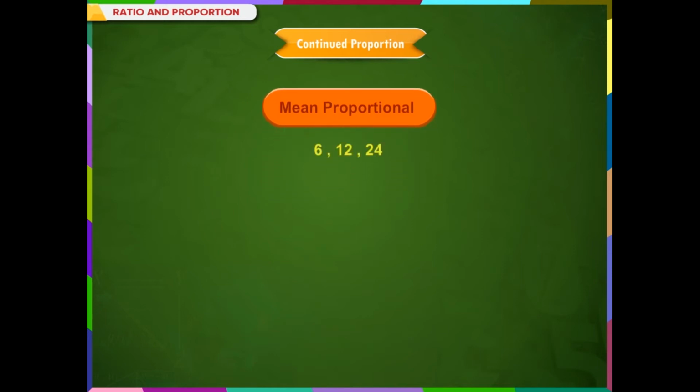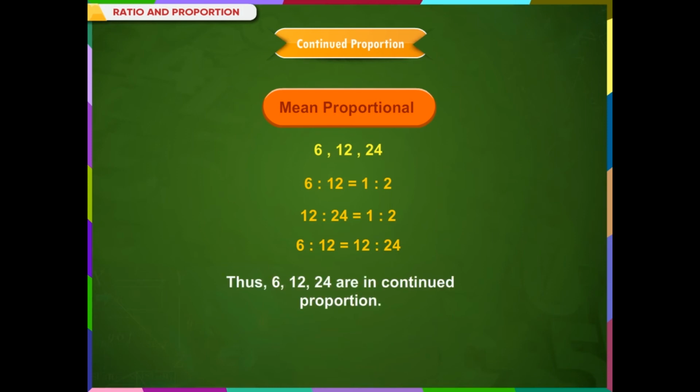For example, these are the three given numbers. Let us check if they are in continued proportion. Here, the ratio of the first quantity to the second is equal to 6:12 is equal to 1:2, and ratio of second quantity to the third is equal to 12:24 is equal to 1:2. We see that 6:12 is equal to 12:24. Thus, 6, 12, 24 are in continued proportion.